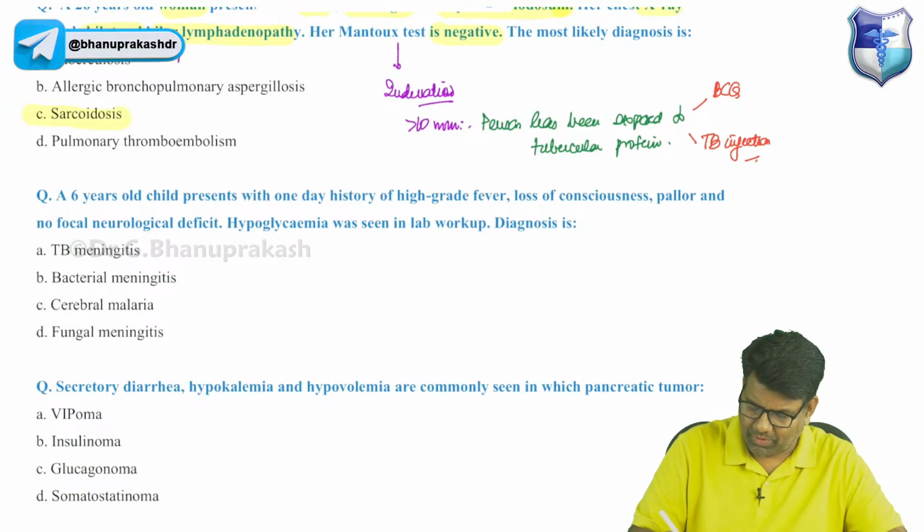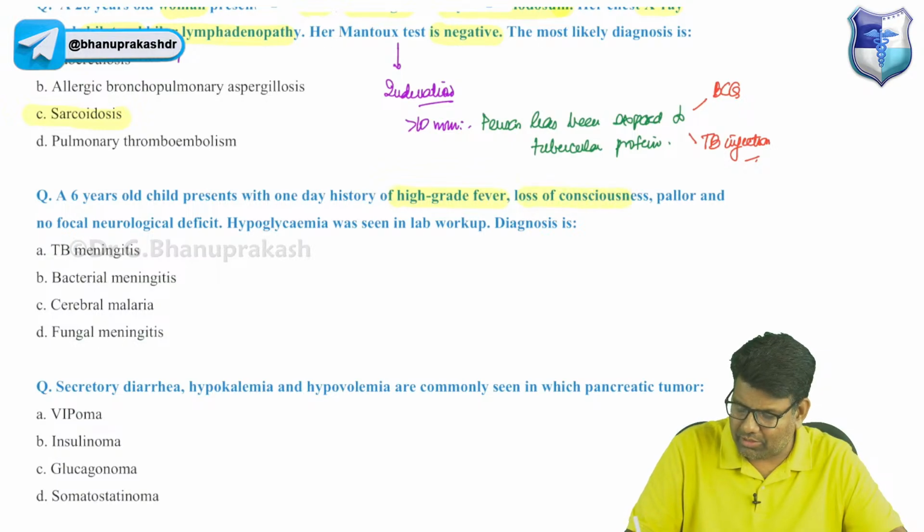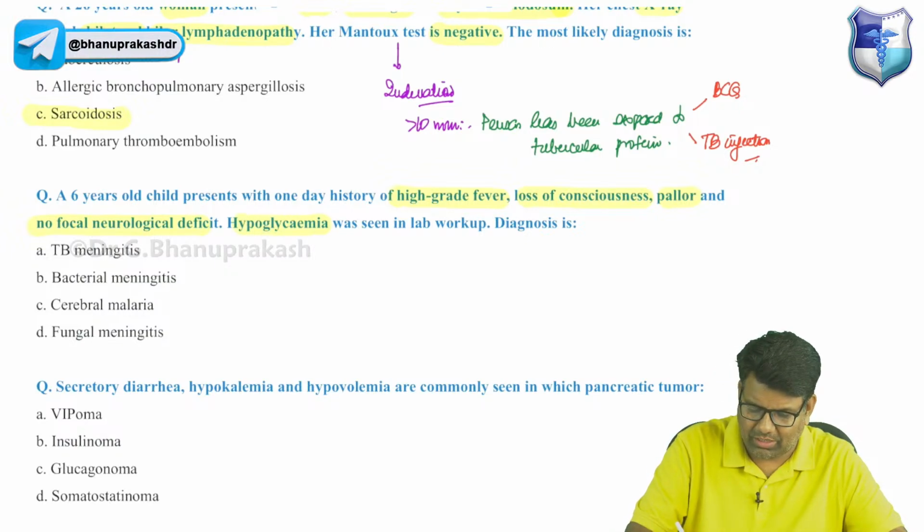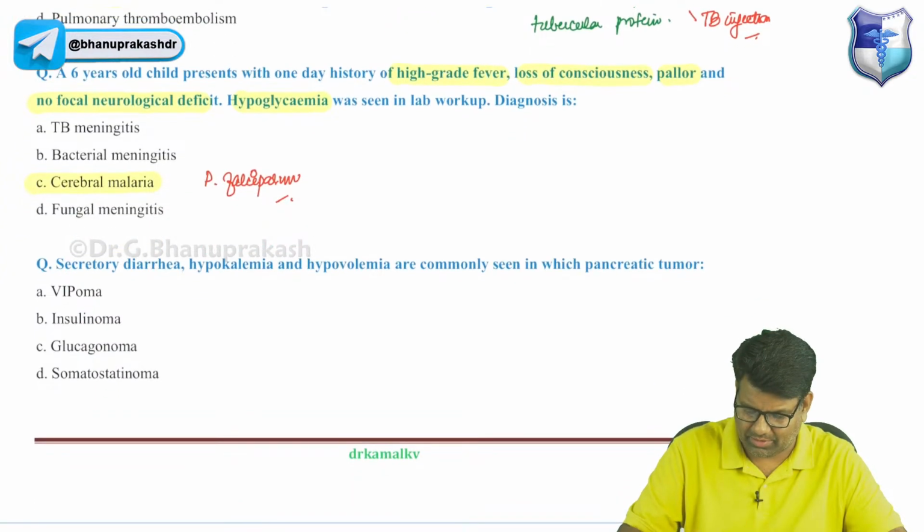Now, next question. A child with a one-day history of high-grade fever and loss of consciousness, but there is no focal neurological deficit. Hypoglycemia is also seen. Classical case of, very good, this is cerebral malaria, which is because of Plasmodium. Yes, cerebral malaria. You're right.